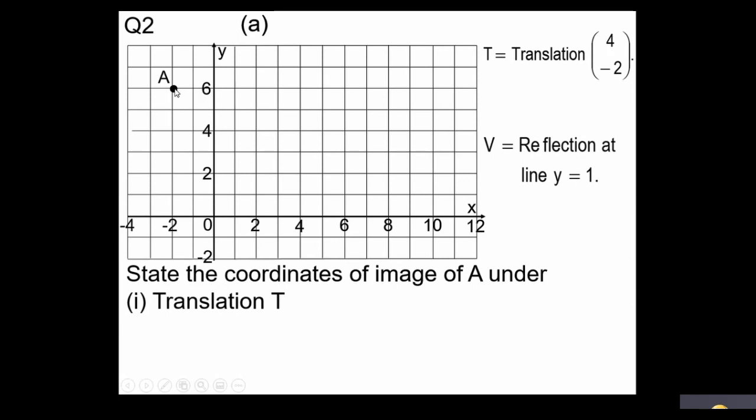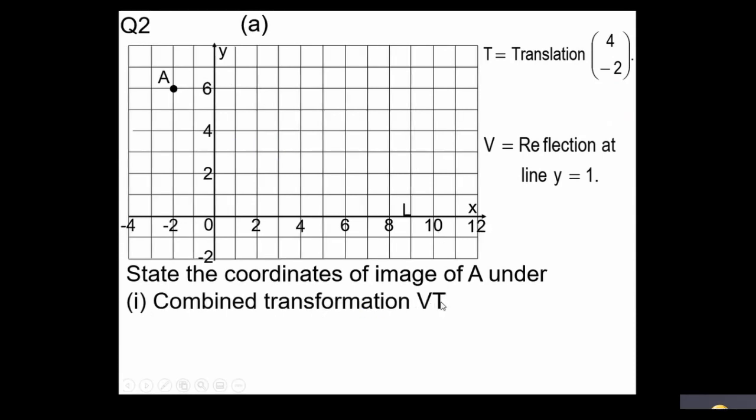Where is the point A? So 4 to the left, 2 down. 1, 2, 3, 4, 1, 2. What point is this? 2, 4. This is quite easy. This one is just one transformation only, so I'm sure part 2 they will ask you for two transformations.